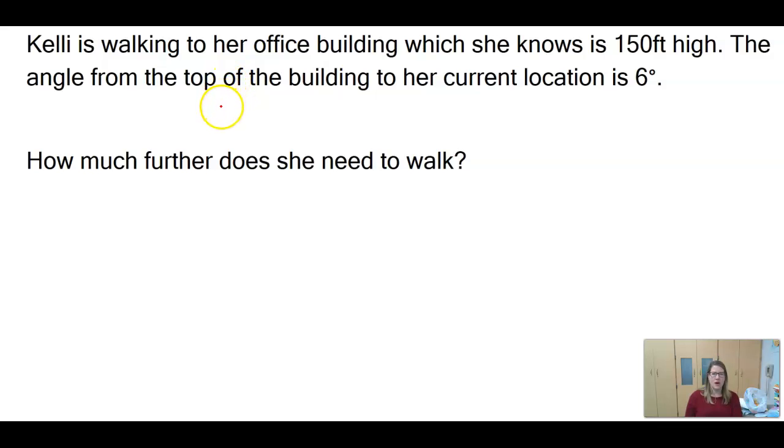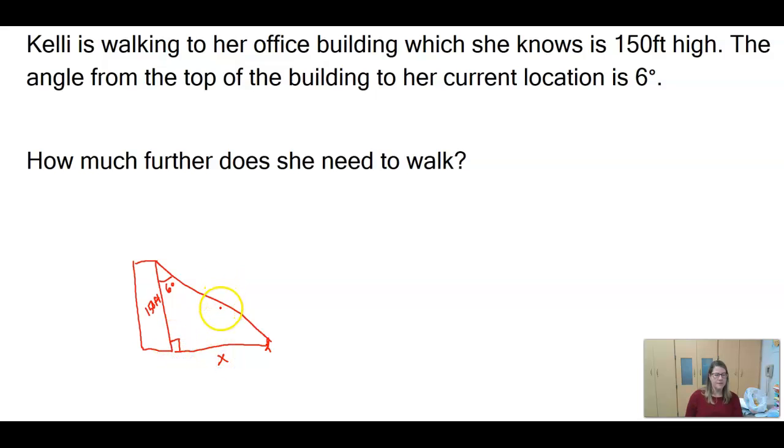Kelly is walking to her office building, which she knows is 150 feet high. So here's her office building. Its height is 150 feet. The angle from the top of the building, so here's the top of the building, to her current location. So here she is walking towards the building. This angle that goes from the top of the building down to where she is is 6 degrees. How much further does she need to walk to get there? So we're looking for this side right here.